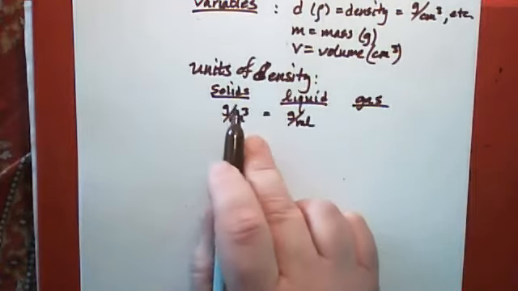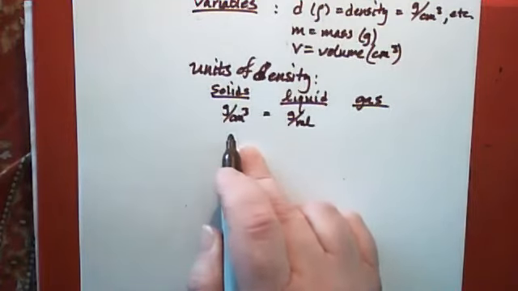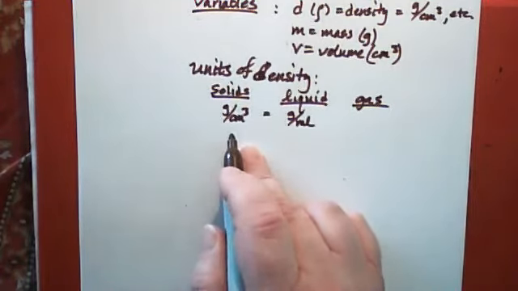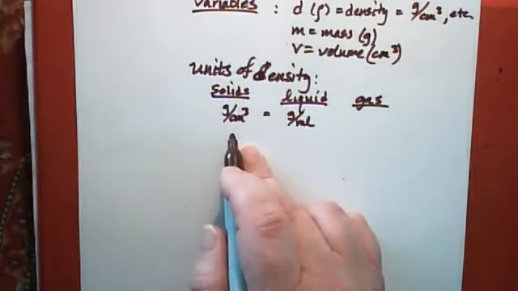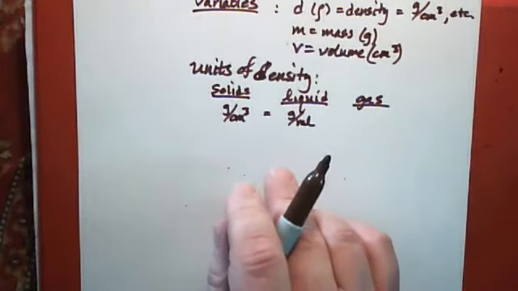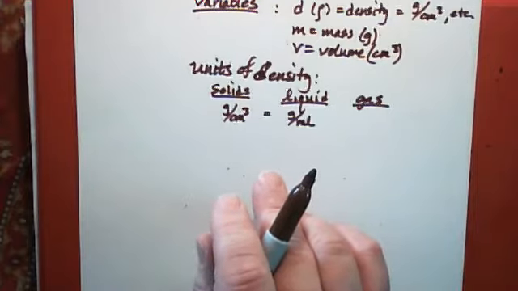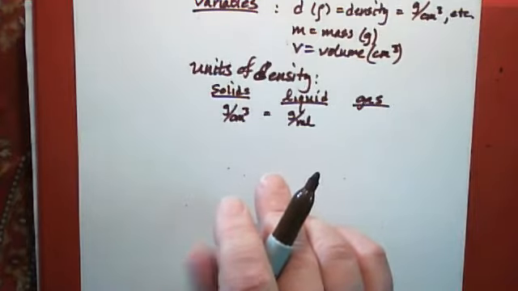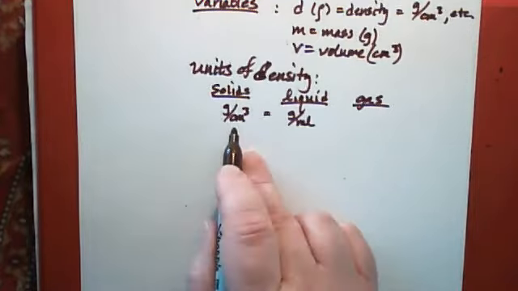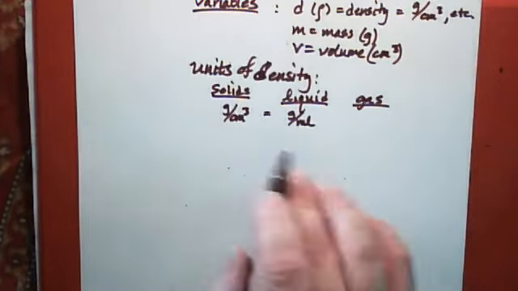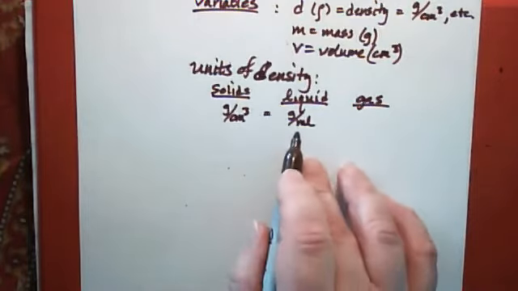For solids, we tend to report it in units of grams per cubic centimeter because we're assuming that the solid is a regularly shaped solid, so that we can measure its volume as length times width times height. And length and width and height would all be measured in centimeters, so the volume technically would be cubic centimeters.